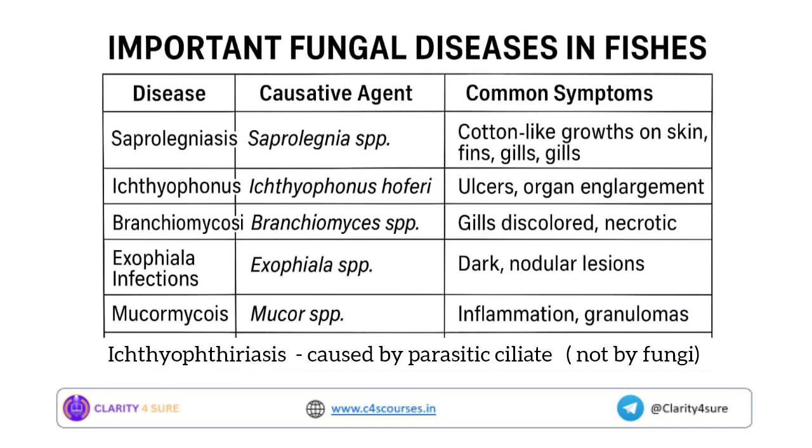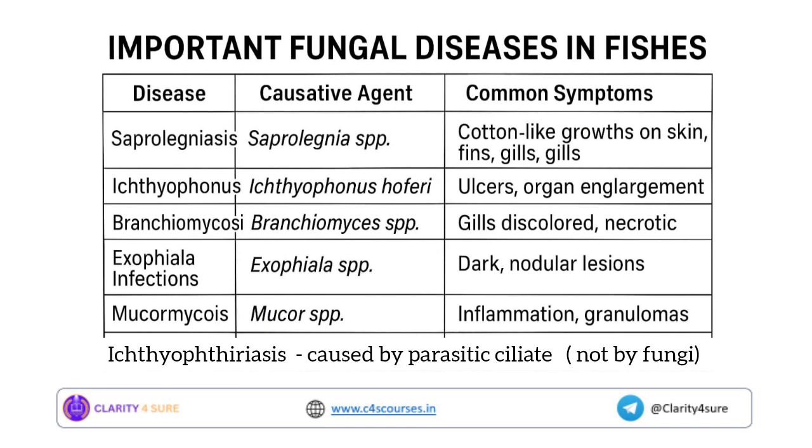These infections can start externally but may spread deeper into the tissues if left untreated, leading to serious complications and even death. Eggs and fries are particularly vulnerable, making saprolegniasis a major concern in hatcheries. Think of it as the moldy menace of aquaculture. So you can remember S for Saprolegnia and S for skin fuzz. Cottony growth on skin. That happens in these fishes.